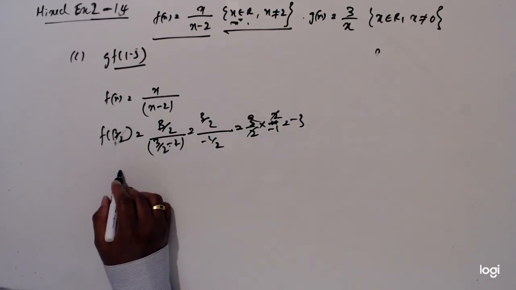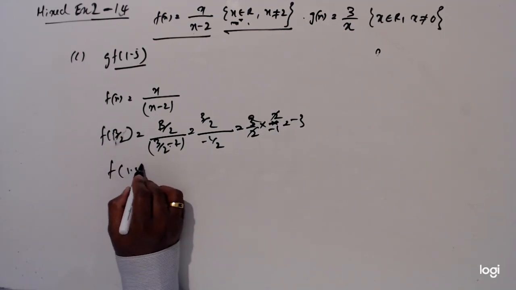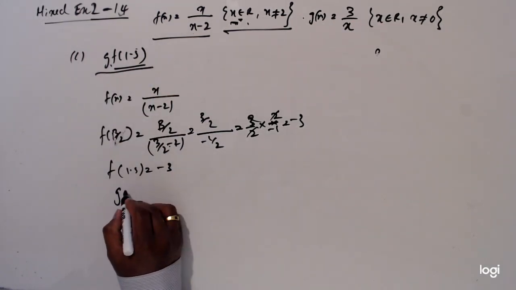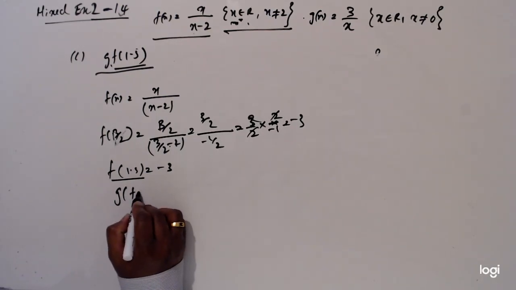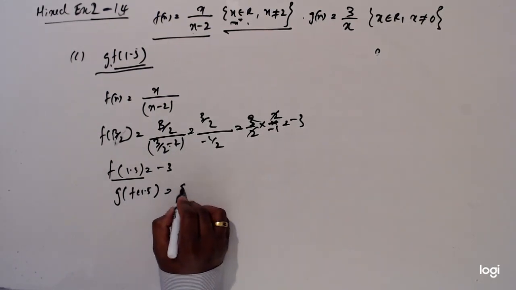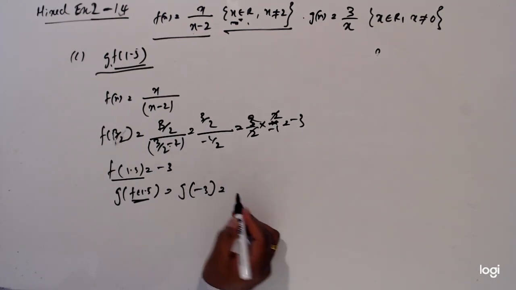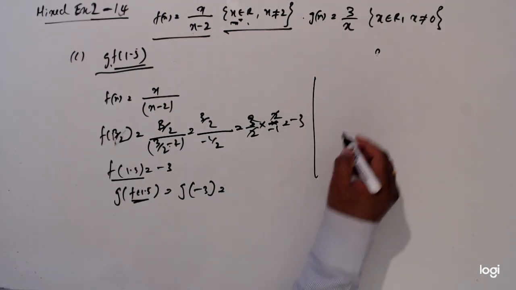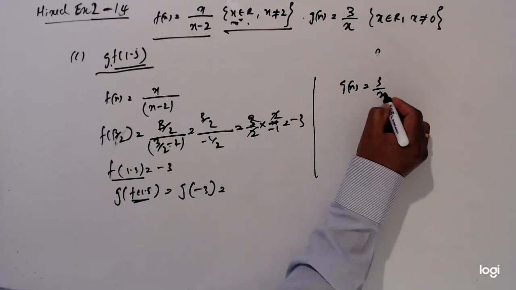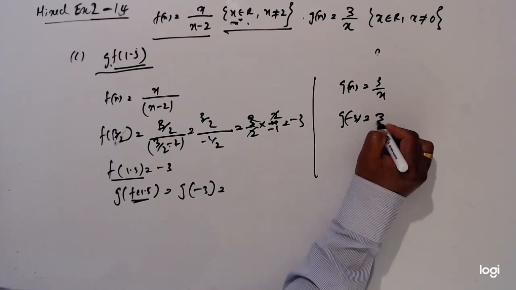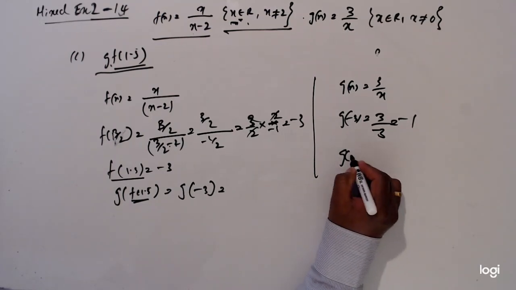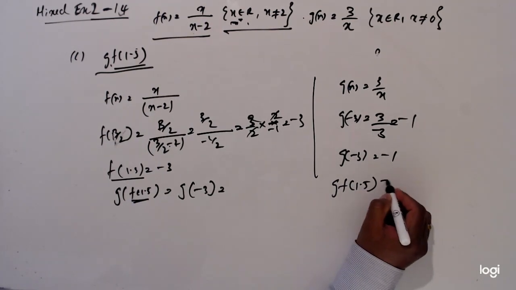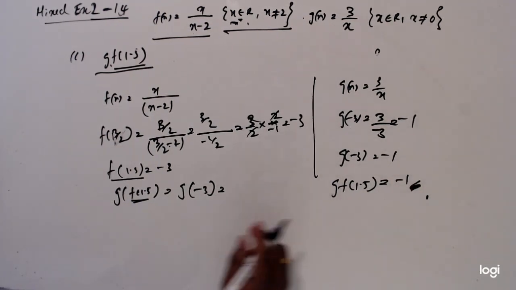So f(1.5) equals minus 3. Now g, instead of f(1.5), we can put g(-3). So now g(-3) we can find. We have g(x) equals 3 over x. g(-3) is 3 over minus 3, which is minus 1. So gf(1.5) is minus 1.